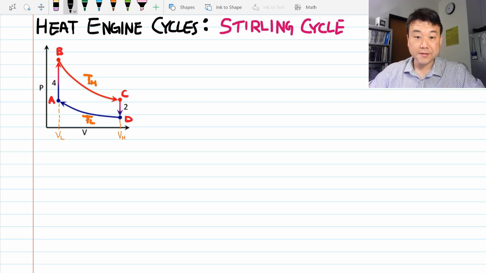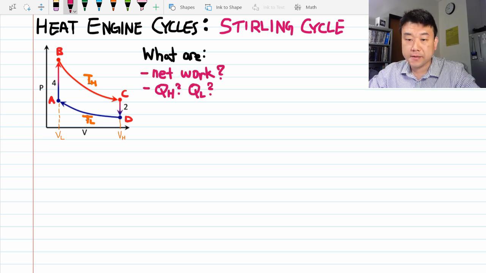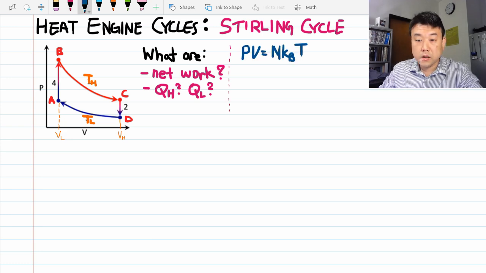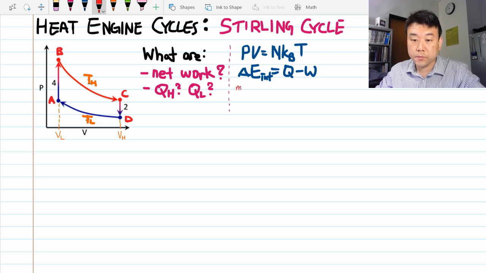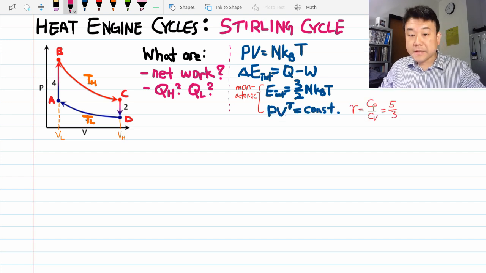So we are asking the same question as before, that is, what are the net work done and the heat transfers. And as before, let me write down all the formulas we'll need. There's the ideal gas law, the first law of thermodynamics, and for monatomic gases, the expression for the internal energy, and the adiabatic relationship. Alright, that's it. We've done this enough. Alright, so let's get started.